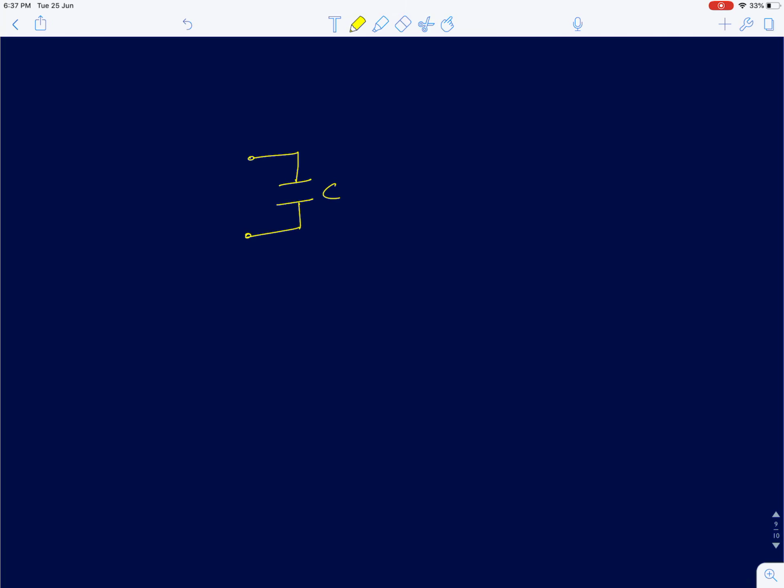So, first, I'll go with a simple brief definition of a capacitor, and we'll discuss very simple capacitor circuits in this lecture. So, a capacitor. The fundamental difference between a capacitor and a resistor is that in a resistor, the potential difference between the two terminals is maintained by a flow of charges.